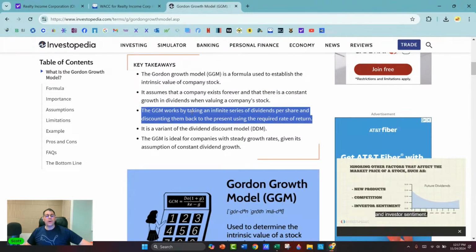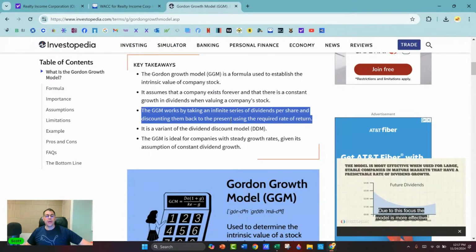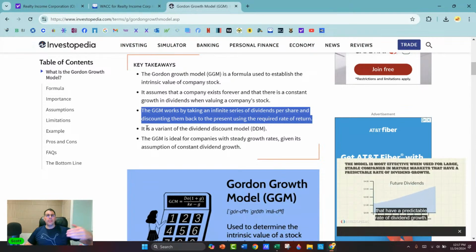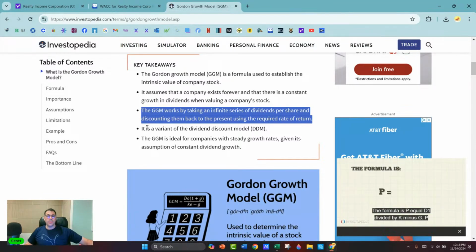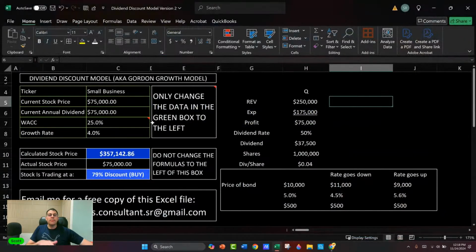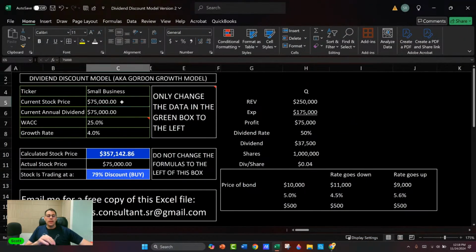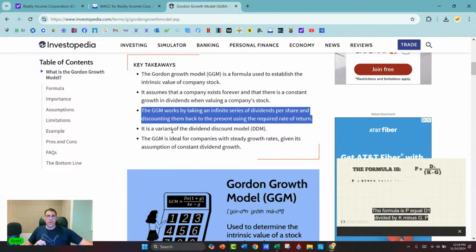The Gordon Growth Model works by taking an infinite series of dividends per share and discounting them back to the present value. But I'm hoping people use the model, because I want to come up with a part 2 to the model. Because the thing with these models is that if you go to a website and it just says to enter the variables, and it gives you the value of the stock, that's great. But if you have it in Excel, then you can change the variables. It's a very simplified approach, but it's a way to get you started.